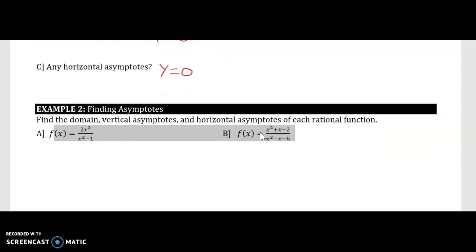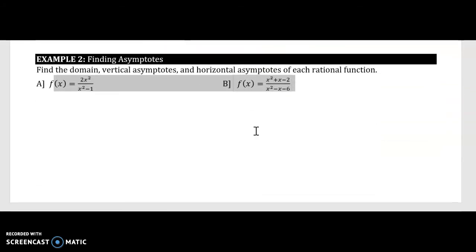Okay, well, let's go practice another one. So number 2, we're still going to find the domain, vertical and horizontal asymptotes. To find our domain, we're going to take the bottom and set it equal to 0, and then solve that. If you factor it, you get x plus 1, x minus 1. So you get 2 answers.